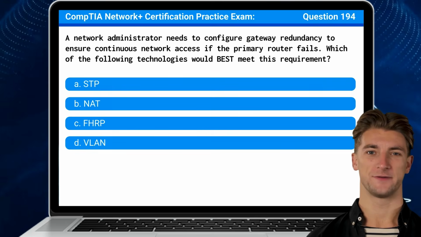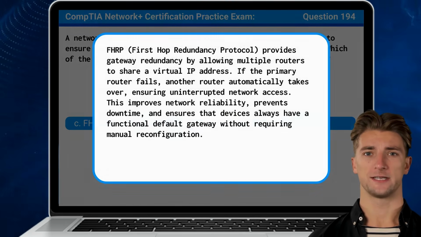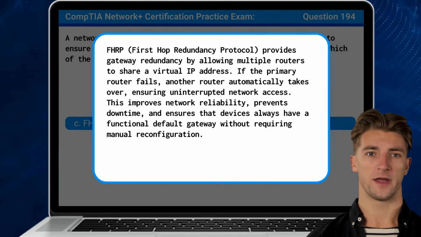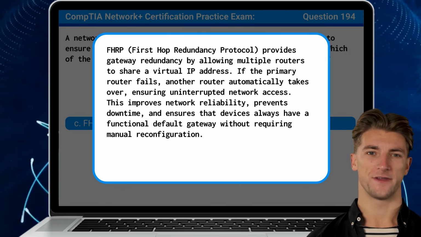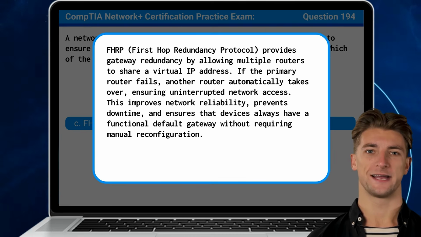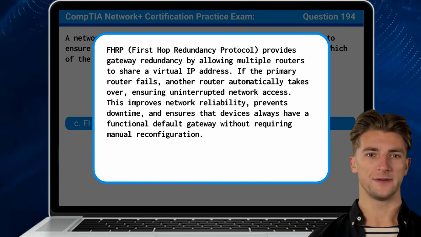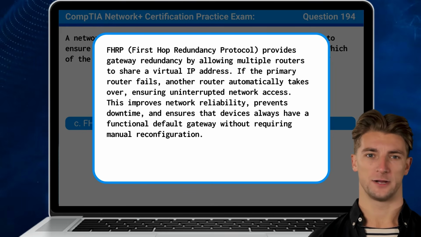The answer is C. FHRP. FHRP, or First Hop Redundancy Protocol, provides gateway redundancy by allowing multiple routers to share a virtual IP address. If the primary router fails, another router automatically takes over, ensuring uninterrupted network access. This improves network reliability, prevents downtime, and ensures that devices always have a functional default gateway without requiring manual reconfiguration.